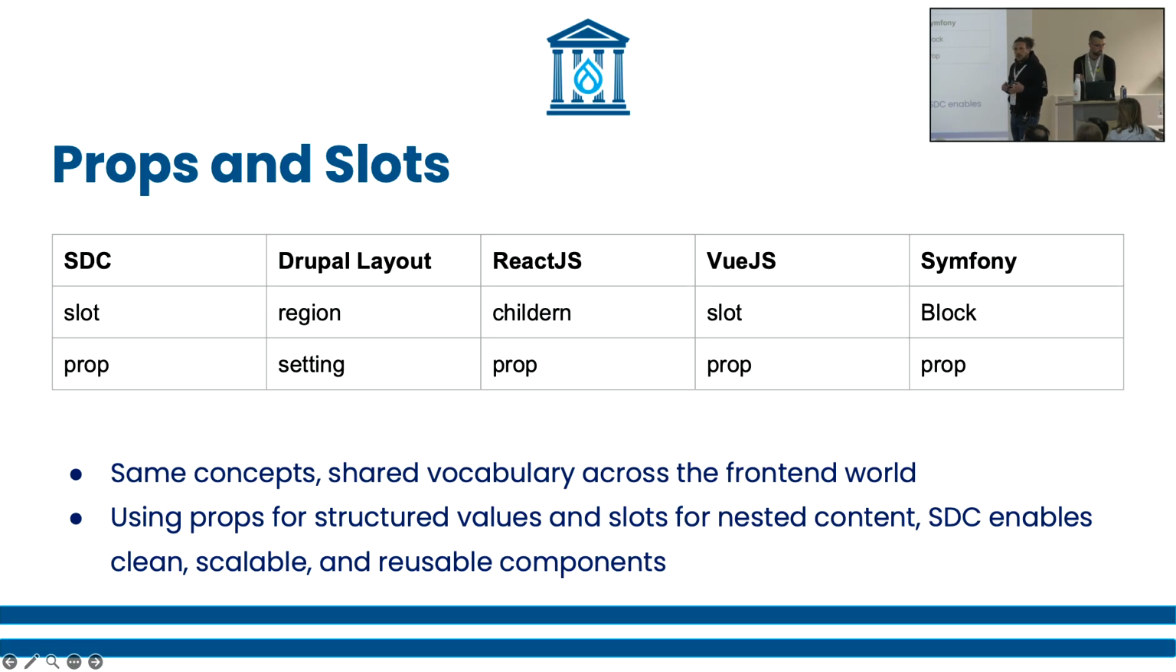Then inside the component, you can pass props and slots. This is the same concept across many frameworks. So as you can see, we also have in the Drupal layout, region and settings. In React.js, we have children and props. In Vue.js, we have slot and prop, and in Symfony, we have block and prop. Usually, a slot is a renderable array, some other component you want to render inside your component, and props are the actual data that you are passing to the component.